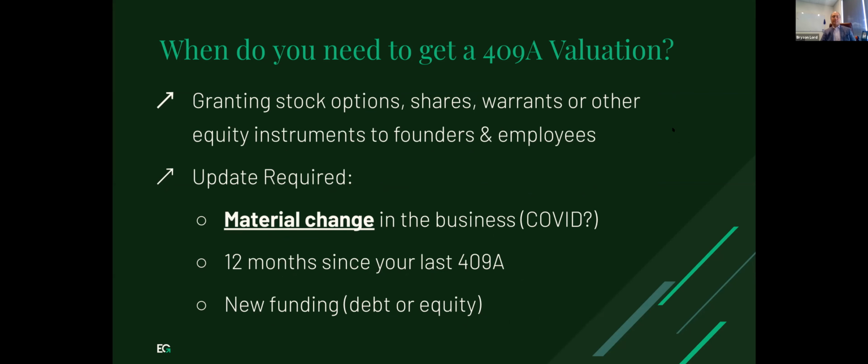Okay, before we get into how we determine it, let's talk in more detail about when we need one. We mentioned granting stock options to founders and employees, but there's some other information here as to updating it, and maybe you can give us some insight there. Yeah. The typical instrument companies use to incentivize employees is stock options, but the company can also grant shares or other instruments. The same concept applies: it doesn't matter whether you're granting stock or options, you want to know what that fair market value is.